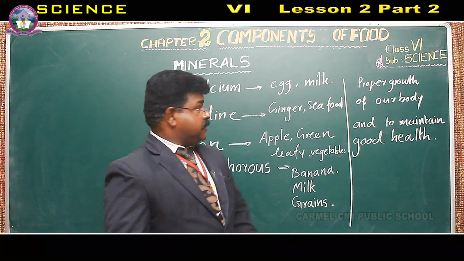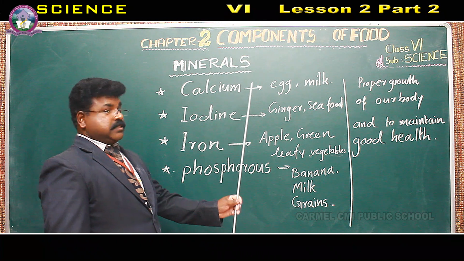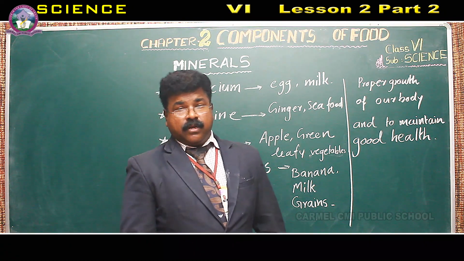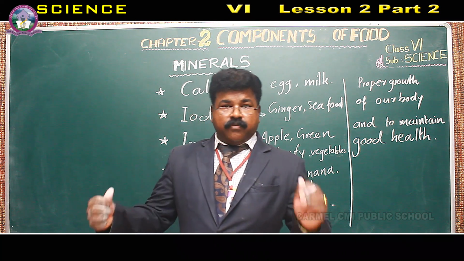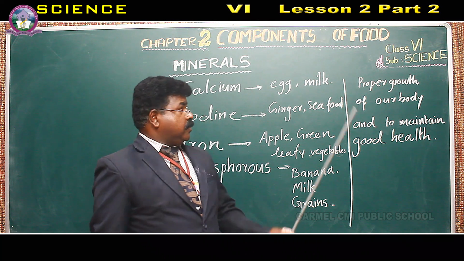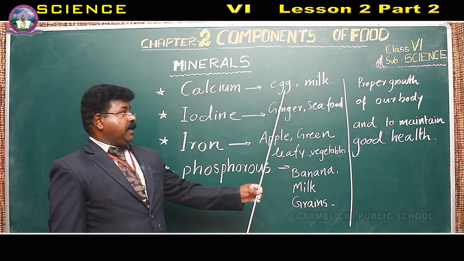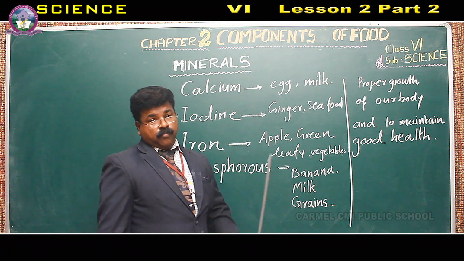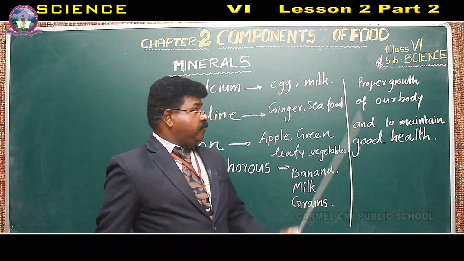Let us study that. So the first one is calcium. Calcium is very essential for the development of our bones and teeth. You know that if you want your bones and teeth to become strong, we need to have more amount of calcium. So where is calcium available in our food? Especially egg and milk consist of more amount of calcium.